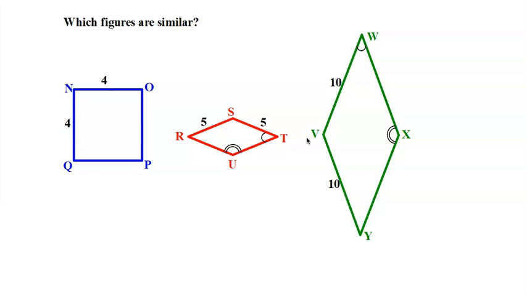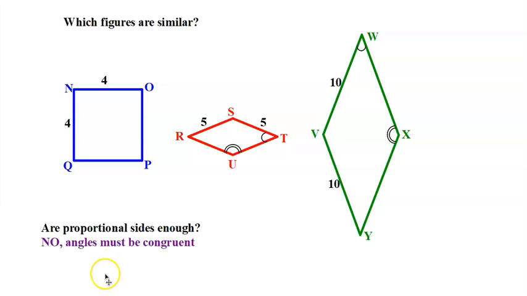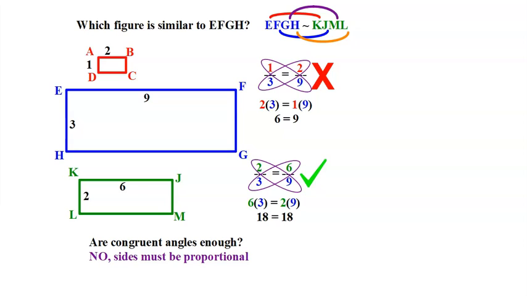But are they similar? No. Quite clearly, NOPQ is not similar to RSTU. Right? The angles don't match up. You have to have those congruent angles. So, having proportional sides, is that enough? Yeah, no, clearly not. We have to have congruent angles. All right, so RSTU is similar, remember that little squiggle is similar, to YVWX. They have to have those congruent angles and also proportional sides. You can't just have one. So, has to have congruent angles, has to have proportional sides.